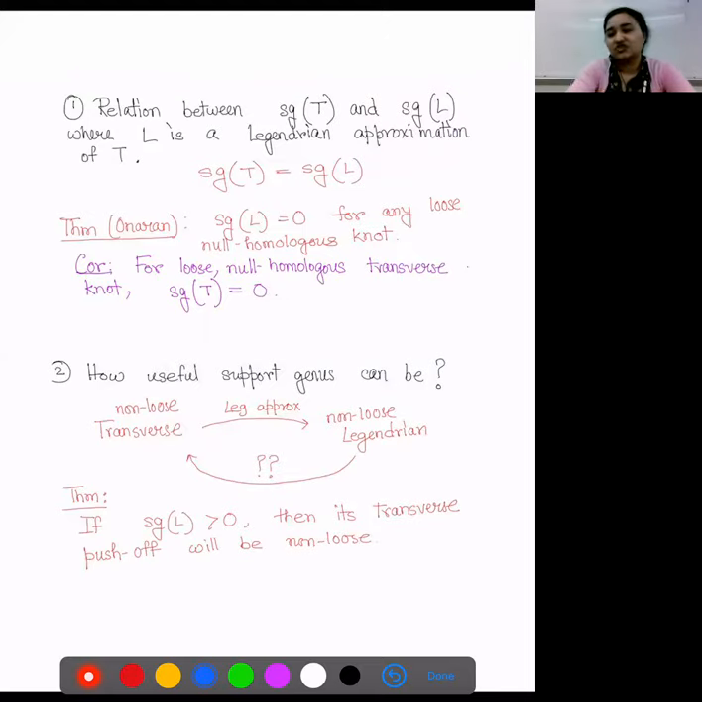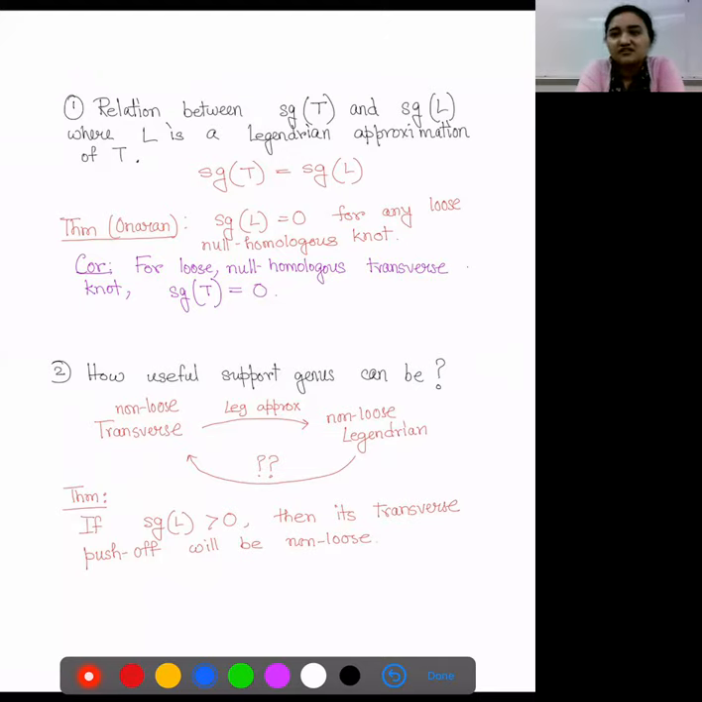All right. Next is the relationship between these two support genera. We have a support genus of a Legendrian link and we have a support genus of a transverse link. For a transverse link, if we take the support genus of the transverse link, then its Legendrian approximation also has a support genus, and these two are actually the same.